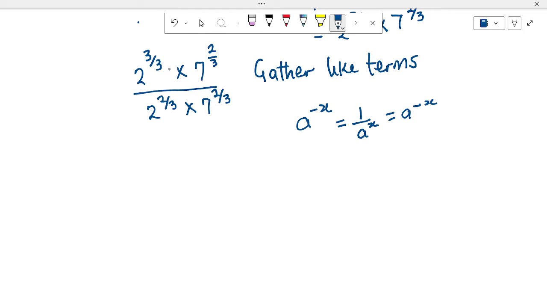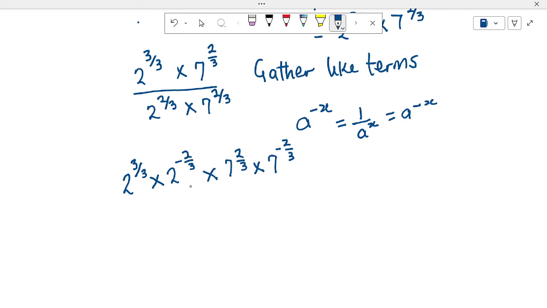We want to bring this one up. So we are going to introduce the minus. So you have 2 raised to power 3 over 2 times 2 raised to power minus 2 all over 3, because we brought it from down, brought it up. Do you understand? Then we continue. We do the same thing here: times 7 raised to power 2 all over 3 times 7 raised to power minus 2 all over 3. Do you understand that step?